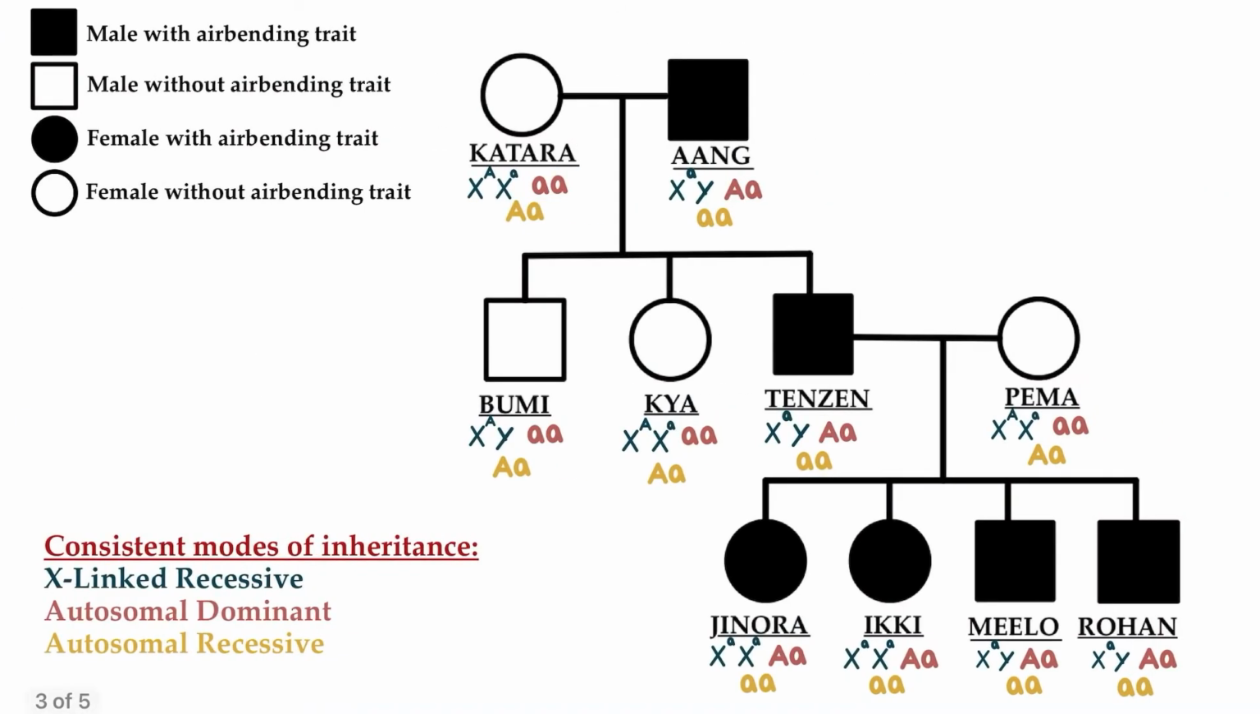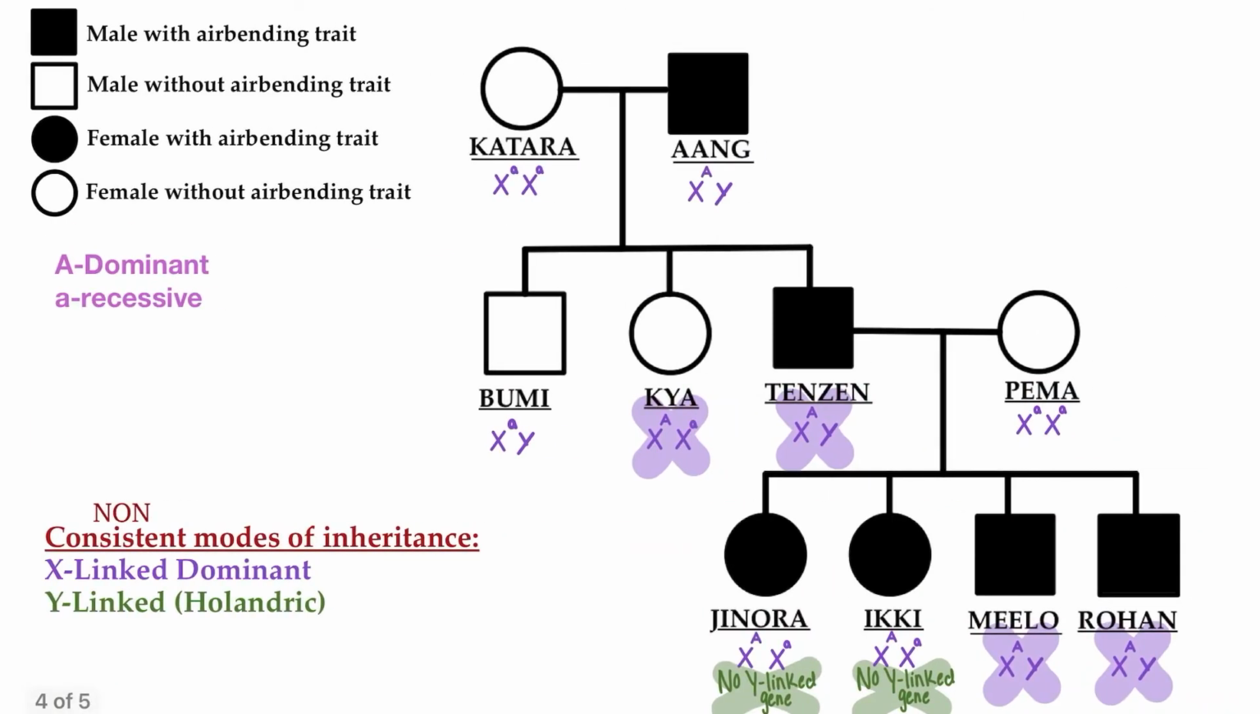Now let's talk about the consistent modes of inheritance. For this specific pedigree, we have X-linked recessive, autosomal dominant, and autosomal recessive. If you'd like to look at each one individually, you can go ahead and pause the video. But for now, let's talk about the non-consistent modes of inheritance. Let's look at the X-linked dominant.